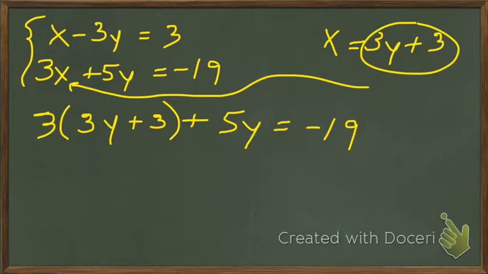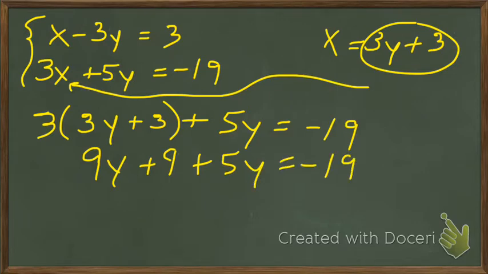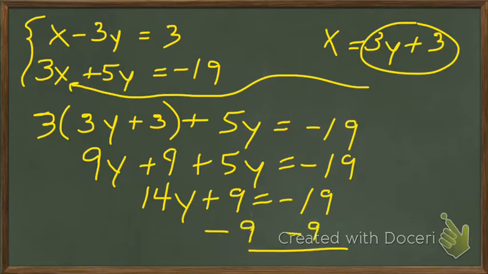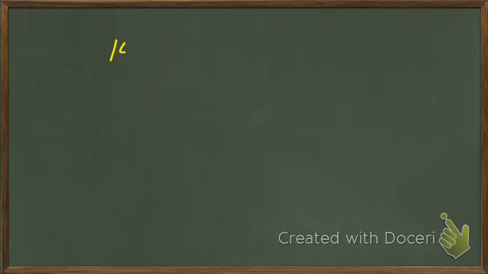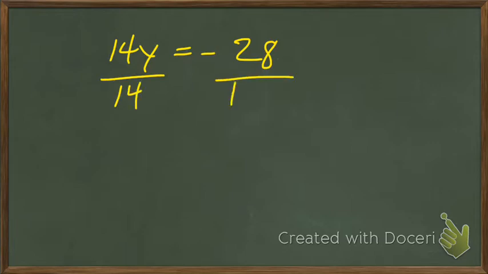The good thing about that is now we have one equation with only one unknown. We'll distribute 3 times 3y, 3 times 3, add 5y, combine our like terms, that's 14y plus 9 equals -19. We want to solve for y. Let's move that 9 away with subtraction. We end up with 14y is equal to -28. We'll divide by 14. We find that y is -2.